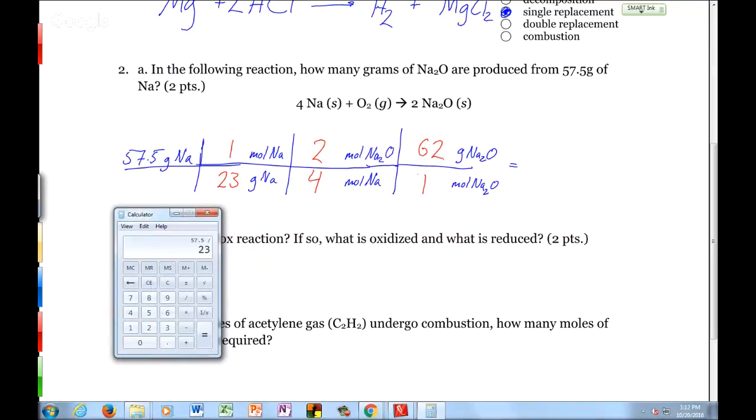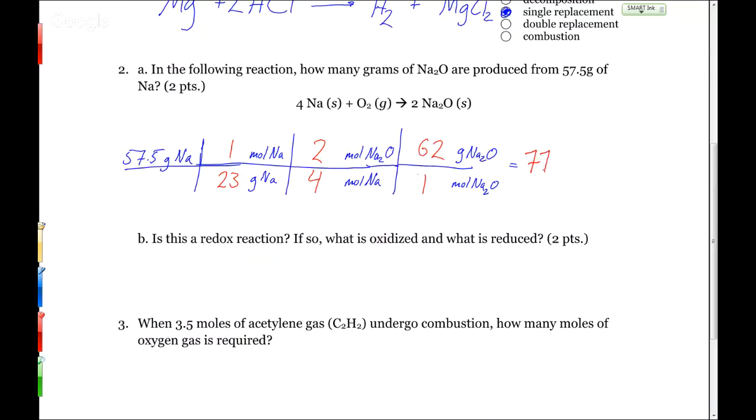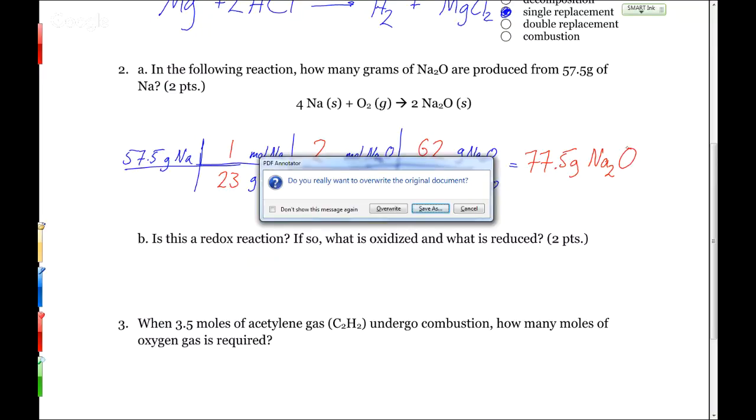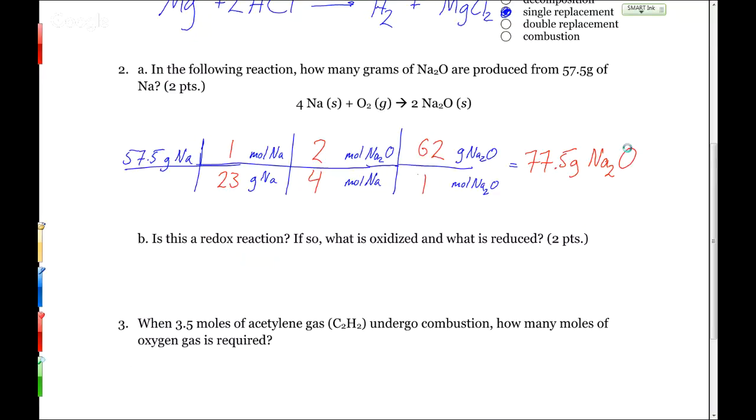57.5 divided by 23 times 2 divided by 4 times 62. 77.5 grams of Na2O. Yeah, so make sure you can do those kinds of problems. That'll for sure show up on the exam.